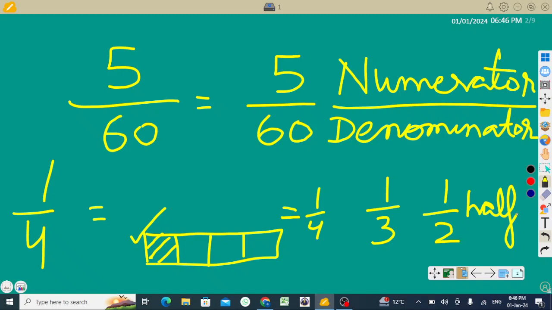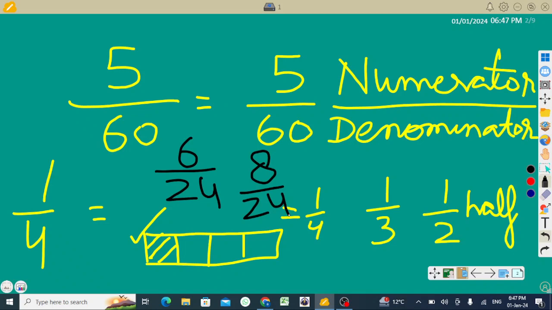Supposing it's a day and you want to write how many hours you take out of 24 hours. Supposing you take 6 hours out of 24 hours, so you will write 6 upon 24, right? And then if you take 8 hours out of 24, you can write it as 8 upon 24.